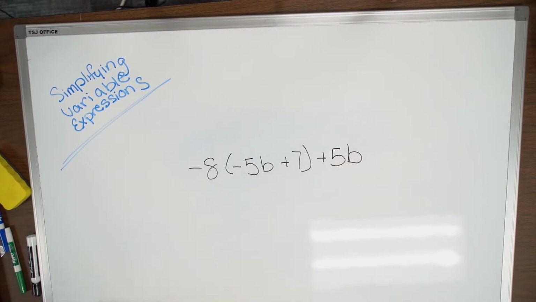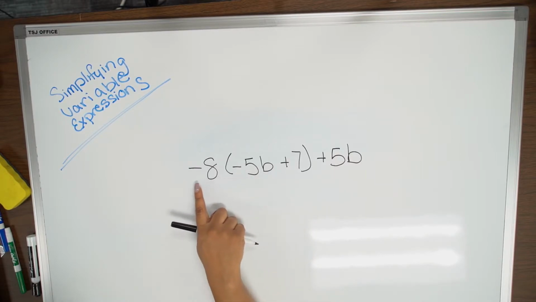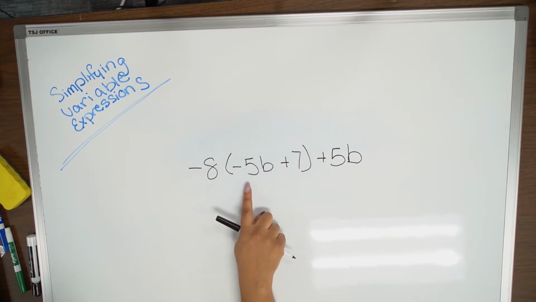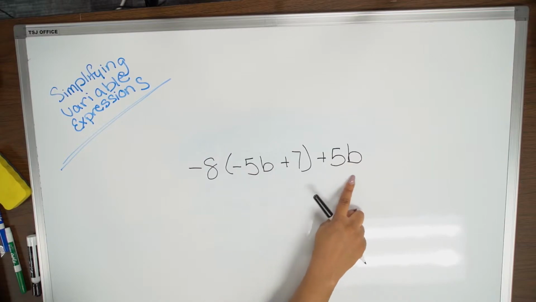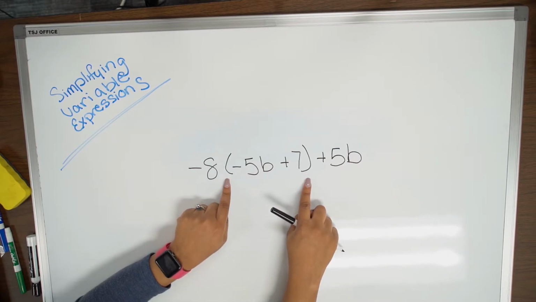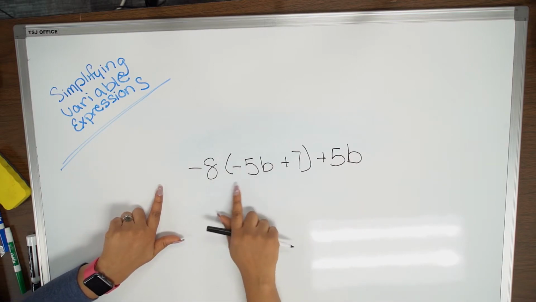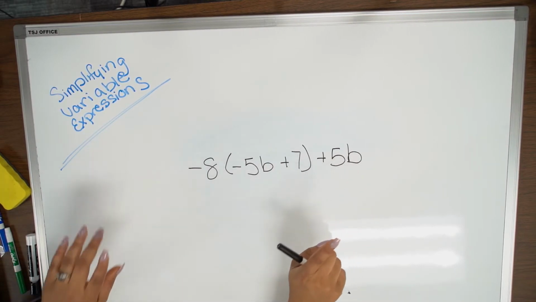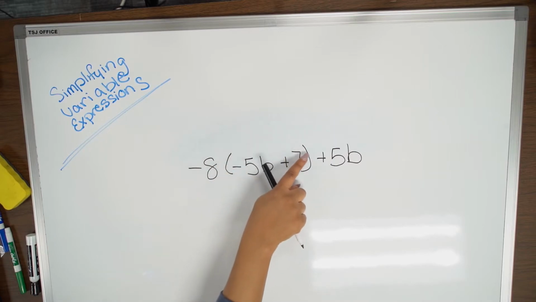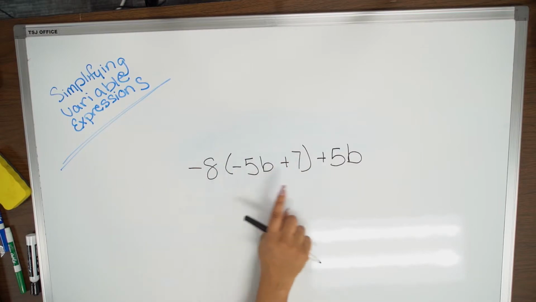All right. So whenever there is a number outside of a parentheses, see that? That means that you have to distribute the number to what is inside of the parentheses. Now, do not think that you can just combine this negative 5b with this 5b. You cannot do that because it's inside of a parentheses. So we have to distribute this negative 8 and then figure out what those answers would be before we can combine the b's. So hopefully that makes sense. So when you see a number outside of a parentheses, that means you need to distribute, aka multiply this number by everything inside the parentheses before you can do anything.